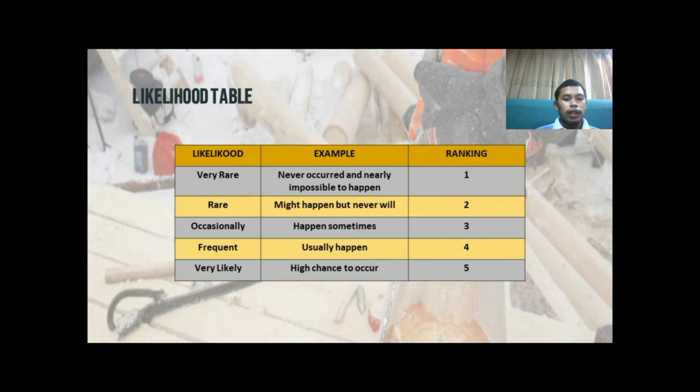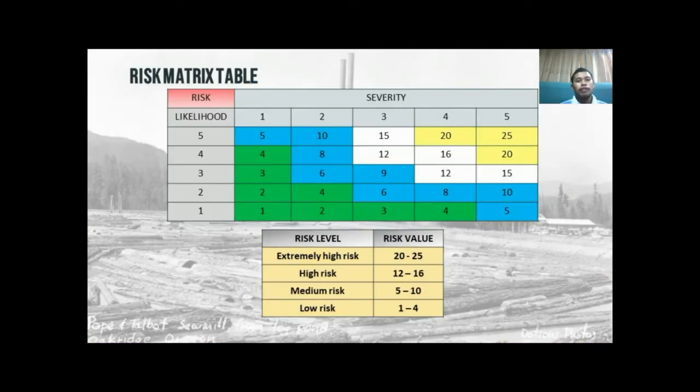For occasionally, the accident happens sometimes. And for very likely, the accident has a higher chance to occur. After ranking the severity and likelihood, we can get the risk using the risk matrix table. So the formula is severity times likelihood.